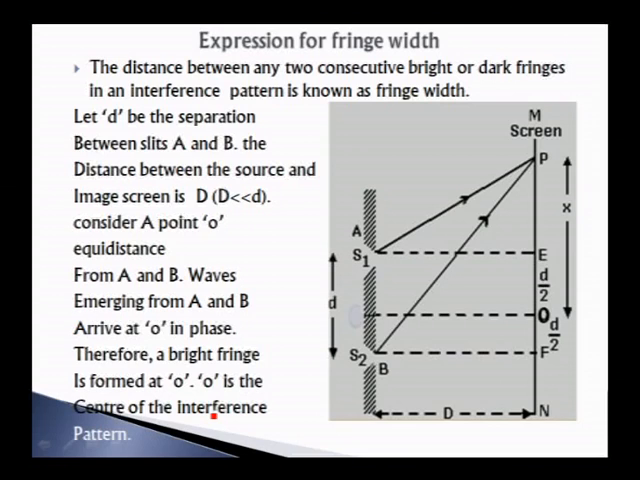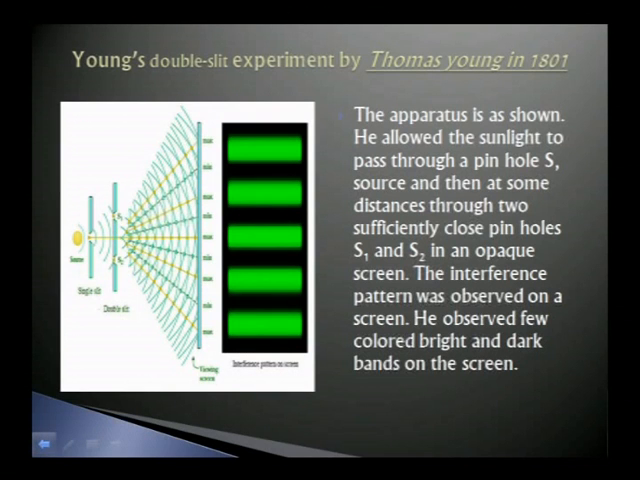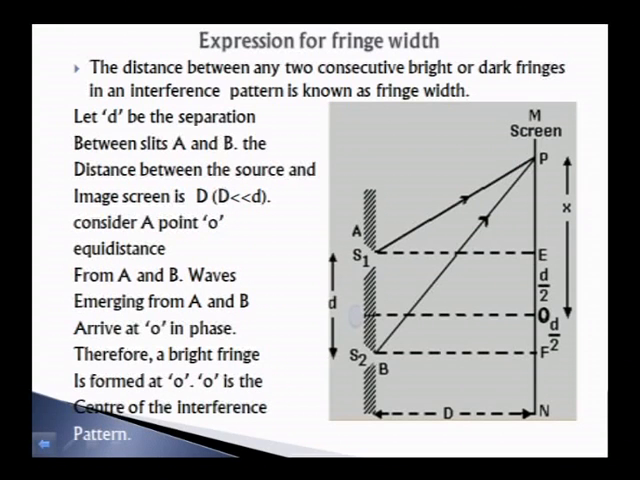Now, here is one of the important expressions, to determine what is called the fringe width. What do we mean by fringe width? I said that whenever two waves cross each other, it results in constructive and destructive interference. So the distance between two consecutive bright fringes, where constructive interference takes place, or dark fringes, where destructive interference takes place, is referred to as the fringe width. That means the distance between any consecutive bright or dark fringes is known as the fringe width.